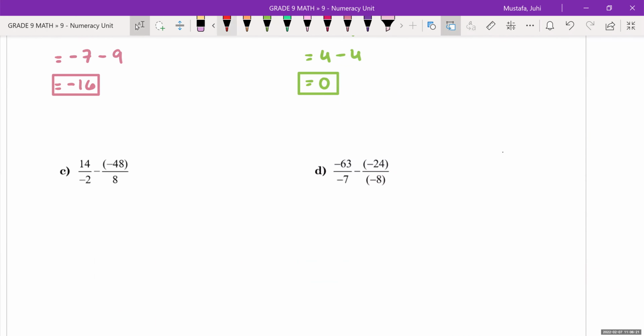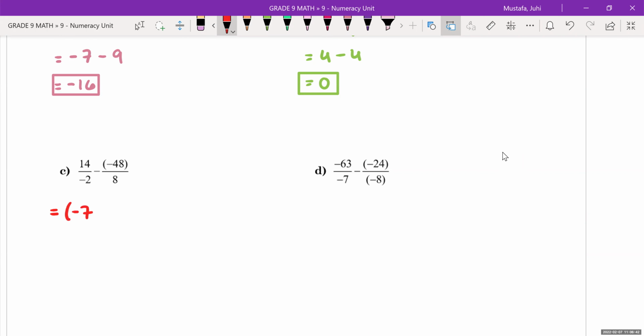Two more questions. This time I want to volunteer. So does anyone want to try question C with me? And you can make as many mistakes as you want. It's totally fine. No one is here to judge or anything. In fact, I want you to volunteer and make mistakes so we can all learn.